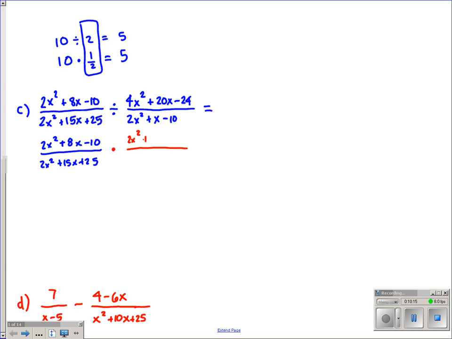So we have 2x squared plus x minus 10 is now our numerator, and 4x squared plus 20x minus 24 is now my denominator. Now it's just like our multiplication problems. Let's factor and then take out any values of 1 that we can find between our numerators and denominators. Well, in factoring 2x squared plus 8x minus 10, first thing you want to look for is a common factor. 2 goes into 2, 8, and negative 10 here. So I'm going to pull out a 2, and I'm left with x squared plus 4x minus 5.